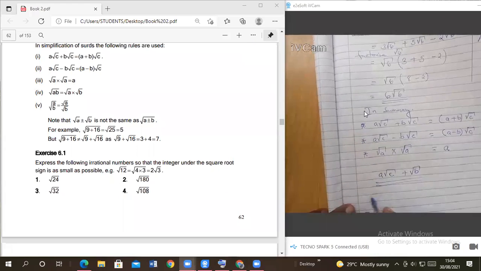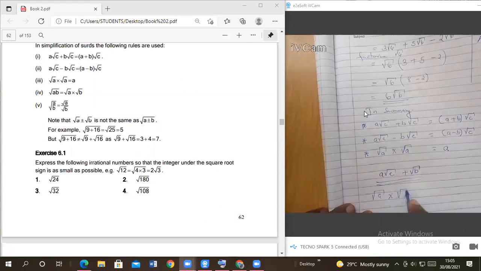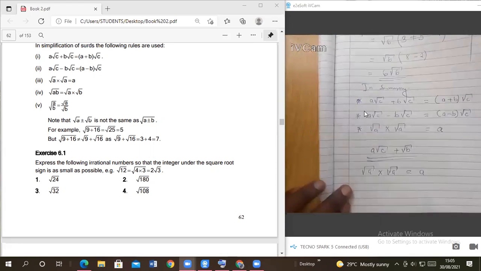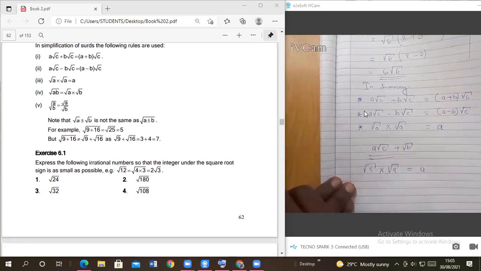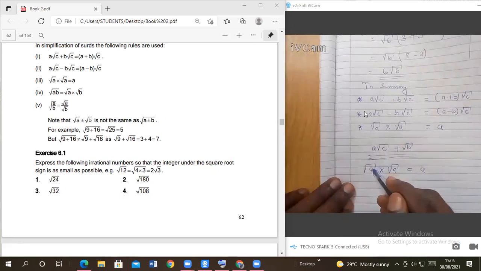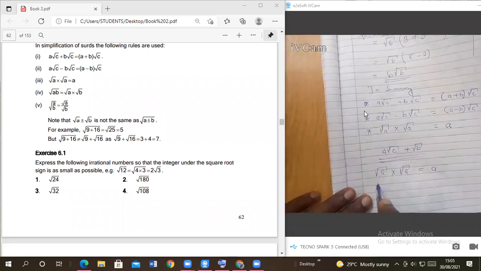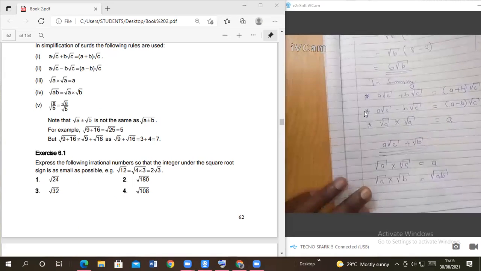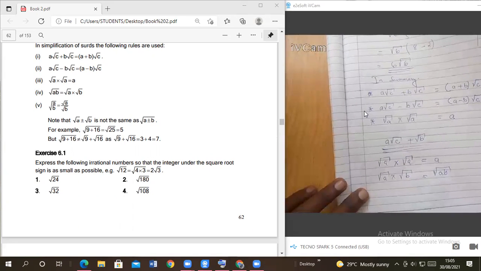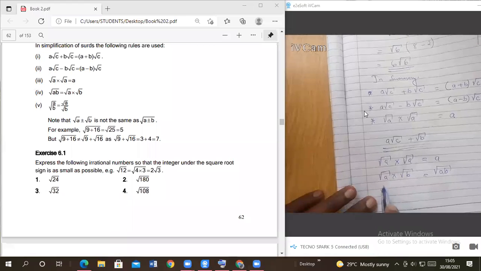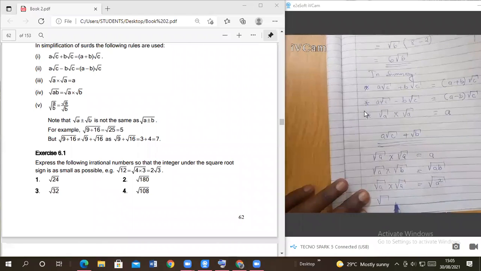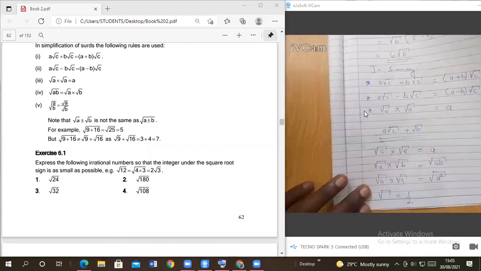So we are saying if we have root of a times root of a, the answer is what? a. But the question is how? Members, if you remember, we said if we have root of a times root of b, it is the same as root of a b. Do you remember that? If that one is true, which means if I have root of a times root of a, here we'll have a times a, which will give me a squared.